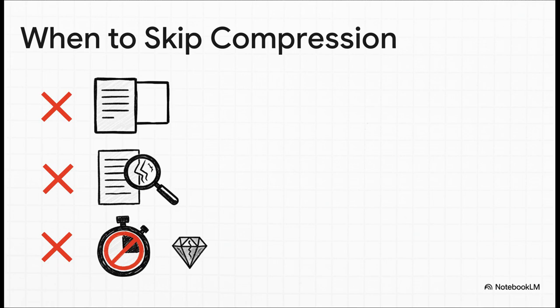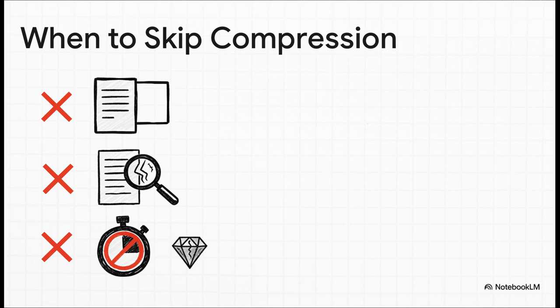Here are the red flags, the times you should probably skip it. First, if your context fits just fine, don't over-engineer it. Don't add complexity you don't need. Second, think about your domain. If you're working with something like legal contracts, where every single comma matters, the risk of dropping one critical detail is just too high. And finally, if your app absolutely cannot handle any extra latency or any dip in quality, well, then you have your answer.